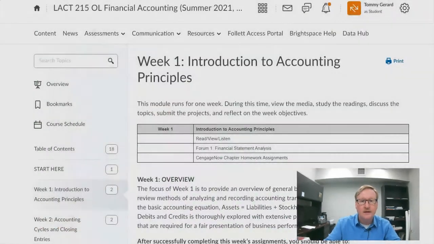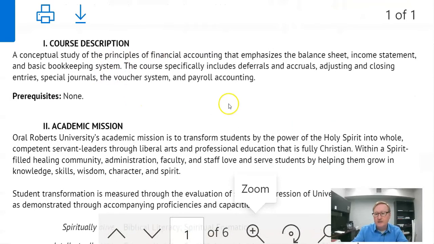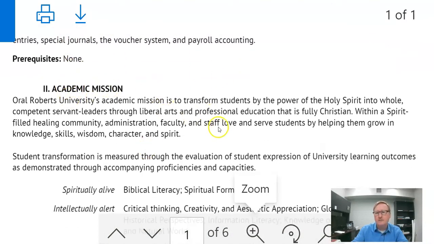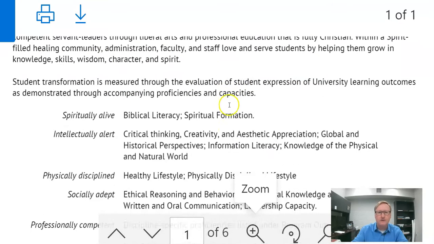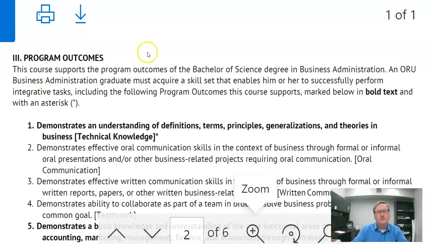Now, this is the first of two courses. Oh, by the way, let me go back to my syllabus. That reminds me. Here's my syllabus. Read the syllabus, the course description, and the academic mission of the university, which you get in most all of your courses. Here's the program: your Bachelor of Science in Business Administration.